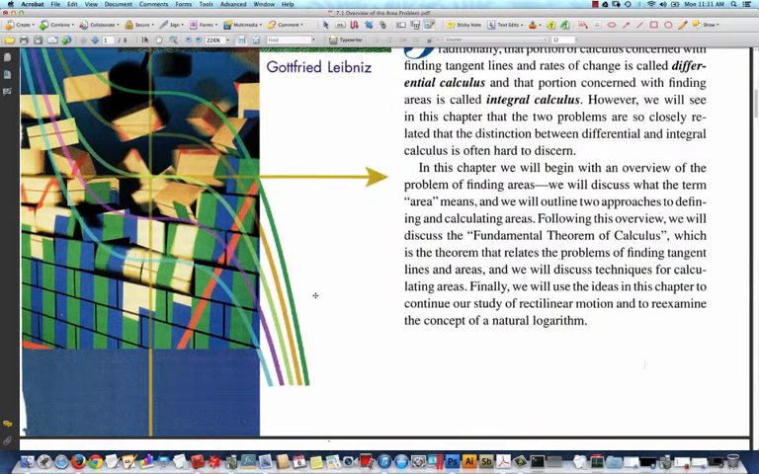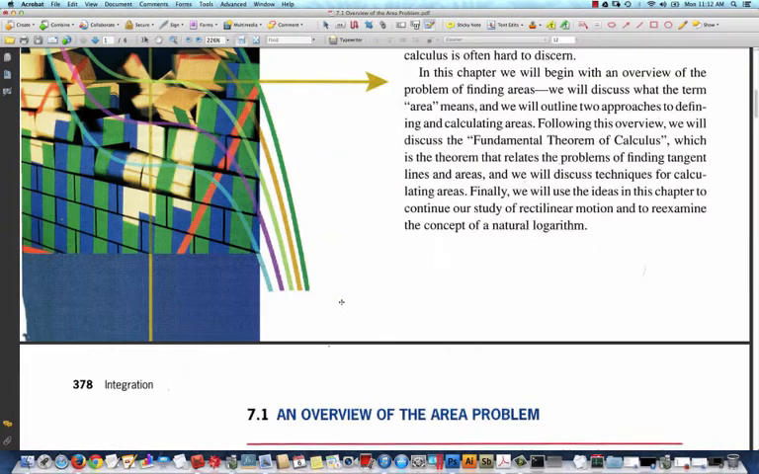In this chapter, we will begin with an overview of the problem of finding areas. We will discuss what the term area means, and we will outline two approaches to defining and calculating areas. Following this overview, we will discuss the fundamental theorem of calculus, which is the theorem that relates the problems of finding tangent lines and areas. And we will discuss techniques for calculating areas. Finally, we will use the ideas in this chapter to continue our study of rectilinear motion and re-examine the concept of a natural logarithm.